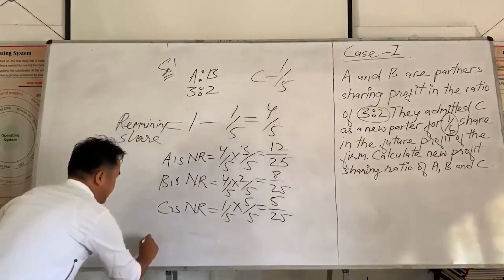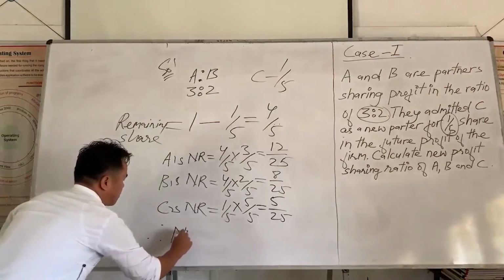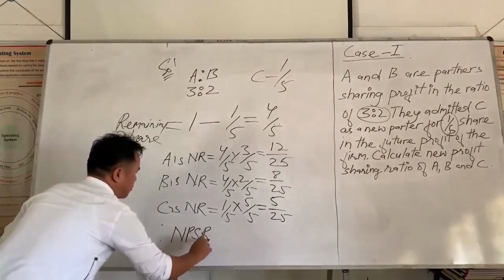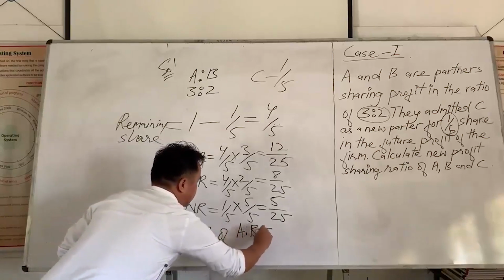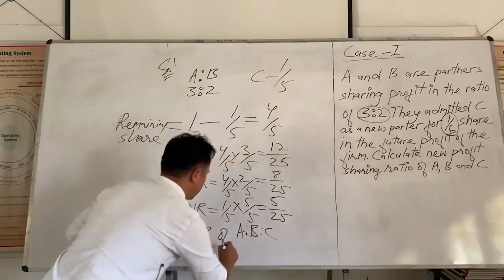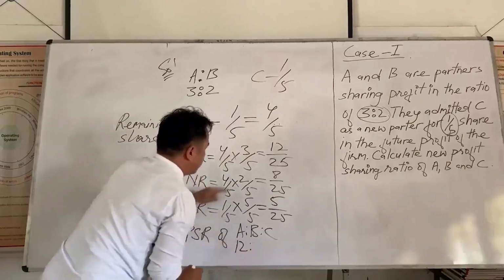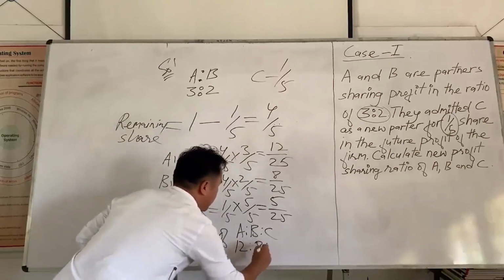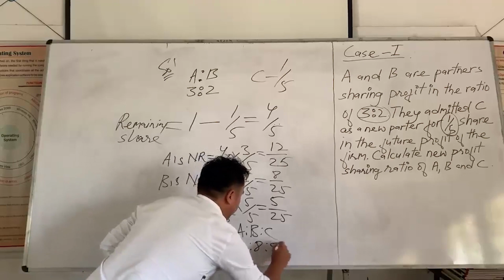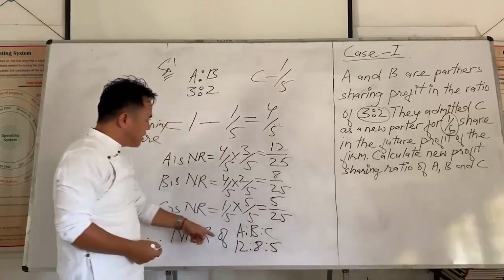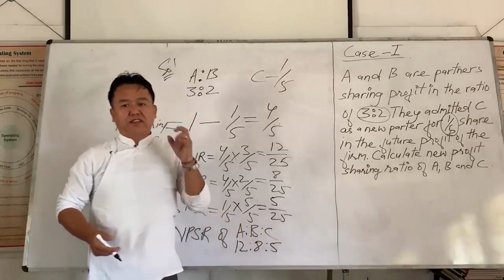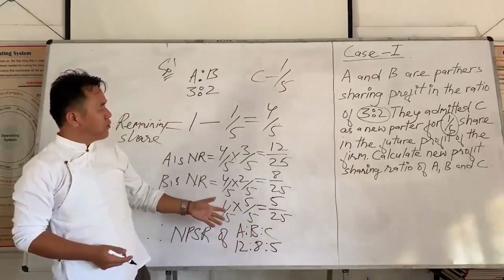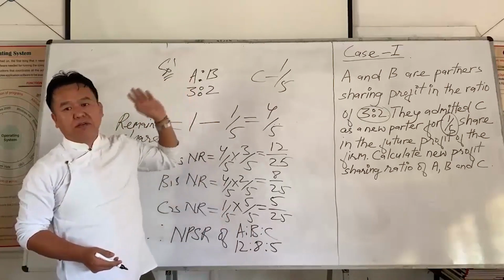Okay. So therefore, new profit sharing ratio of A, B, C is A 12, B 8 and C 5. So new profit sharing ratio of A and B is 12 is to 8 is to 5. This is how we calculate new profit sharing ratio for case number 1.